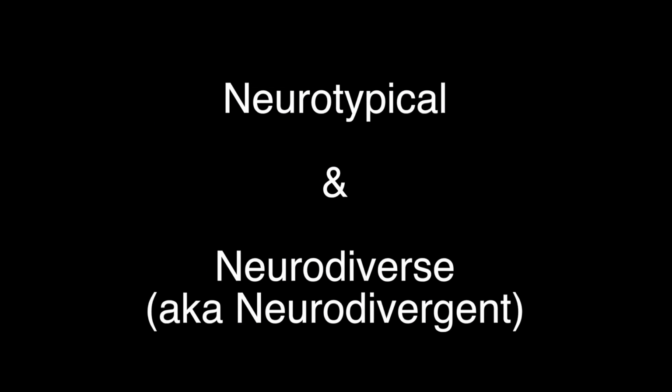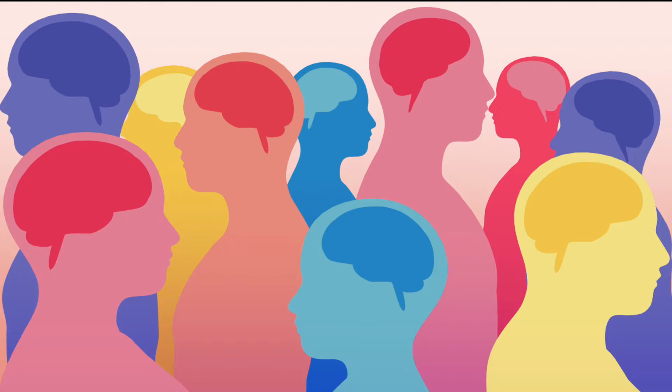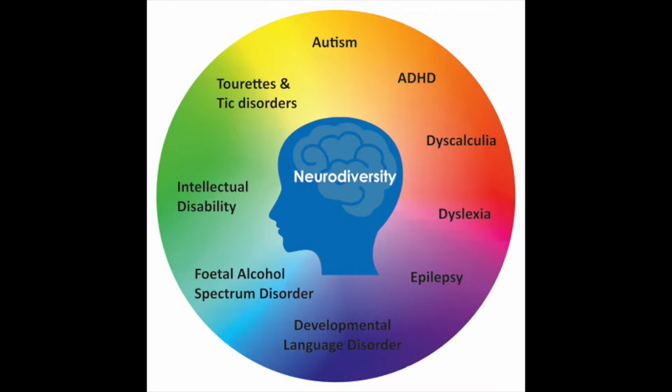Let's talk about two really good terms for disabilities awareness: neurotypical and neurodiverse. A neurotypical person is someone whose brain functions like the majority of other people in the world. A neurodiverse person is someone whose brain works differently than the average Joe's, and that may mean that they need special help, accommodations, or even just a little bit more understanding.